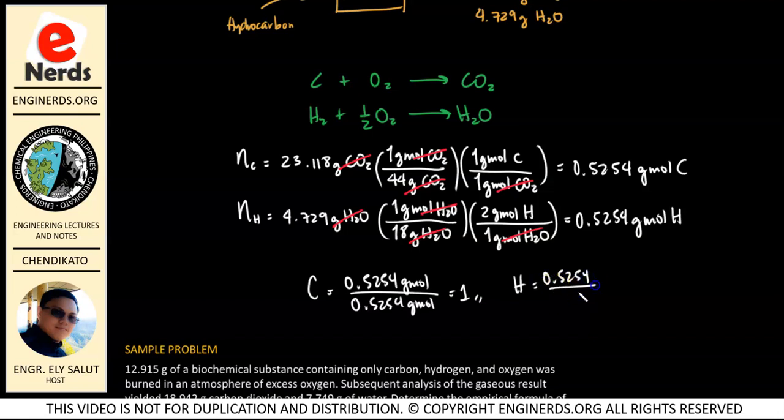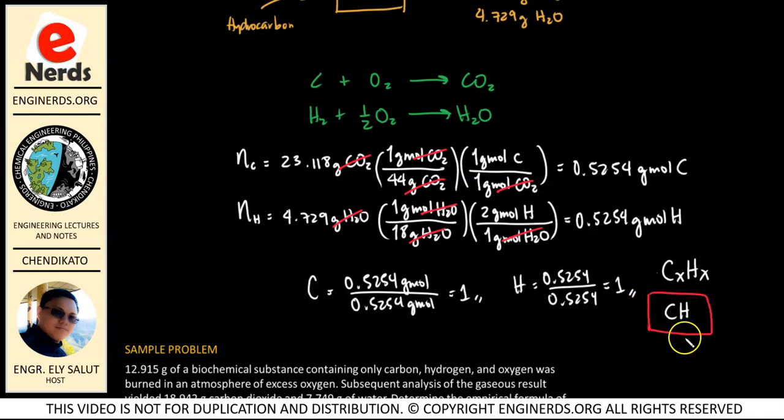0.5254 divided by 0.5254 is equal to 1. So therefore, ang ratio ng ating carbon sa hydrogen is 1:1. So if our hydrocarbon is CxHx, our x will be equal to 1. Okay, ito yung ratio nila. So therefore, ang ating empirical formula here is C1H1. Okay, so ito yung ating final answer dito sa ating first question.